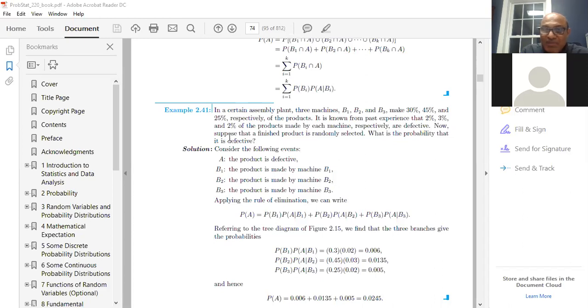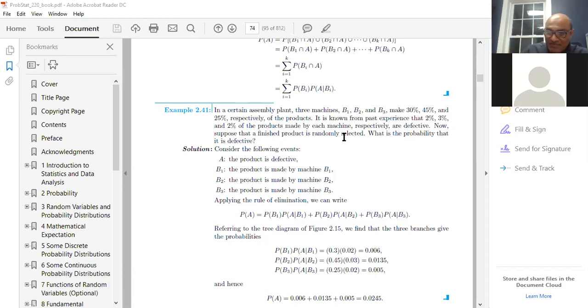Now suppose that a finished product is randomly selected. Whatever the products produced by all these three machines, B1, B2, B3, you pick one product. Once you pick that product, what is the probability that the product is defective? If you ask the question the other way around, what is the probability that the defective product was produced by machine B1? That is Bayes rule.